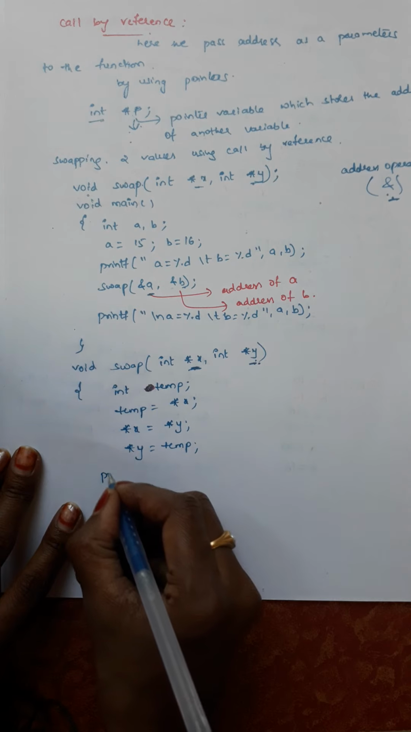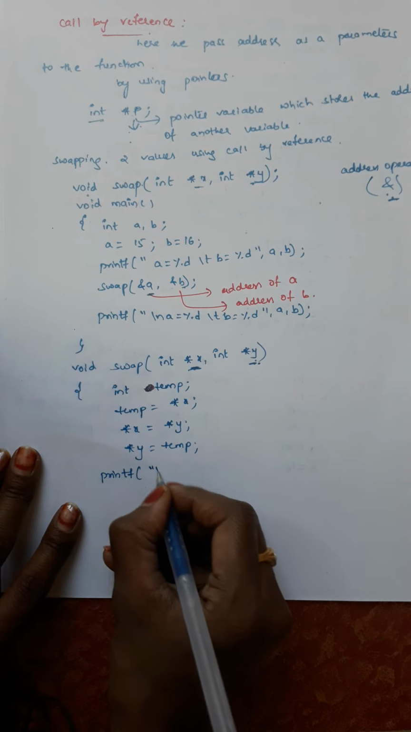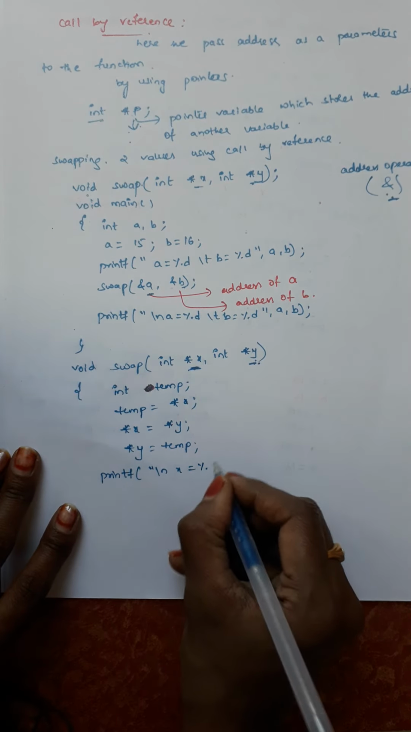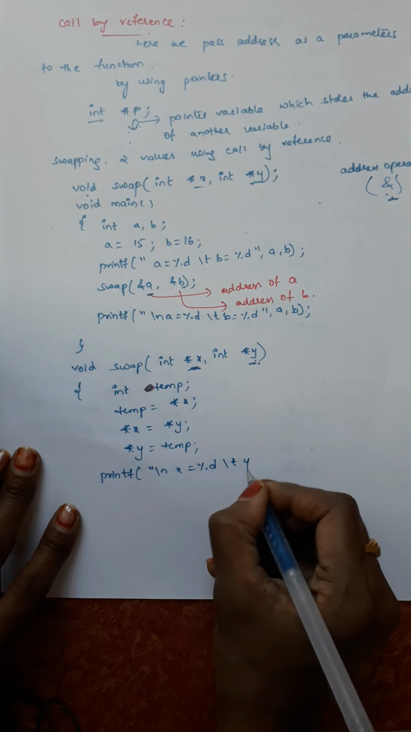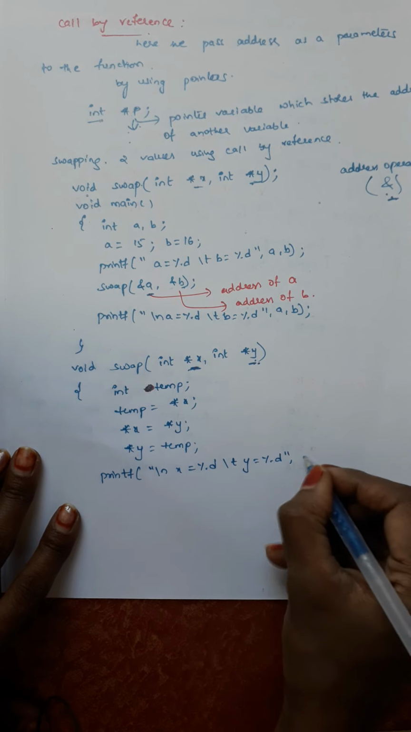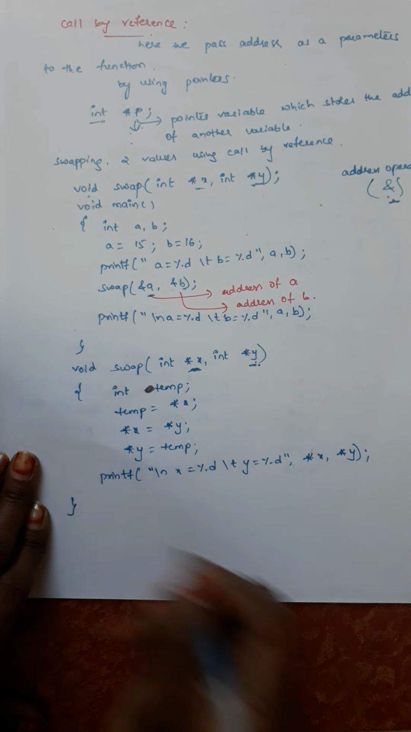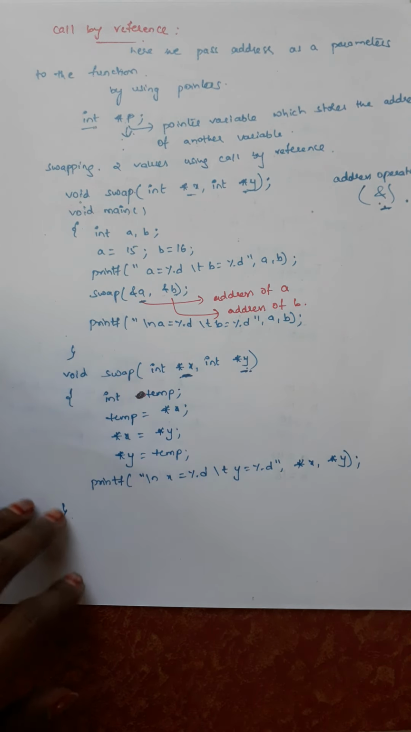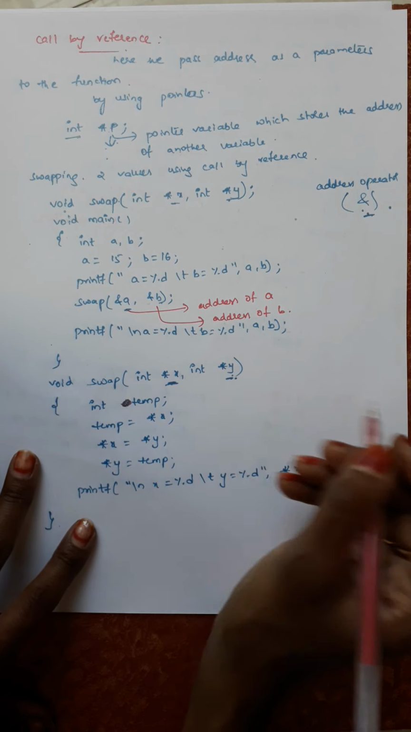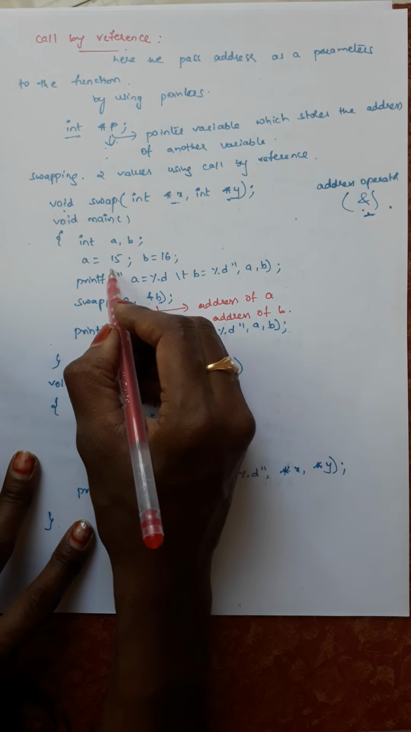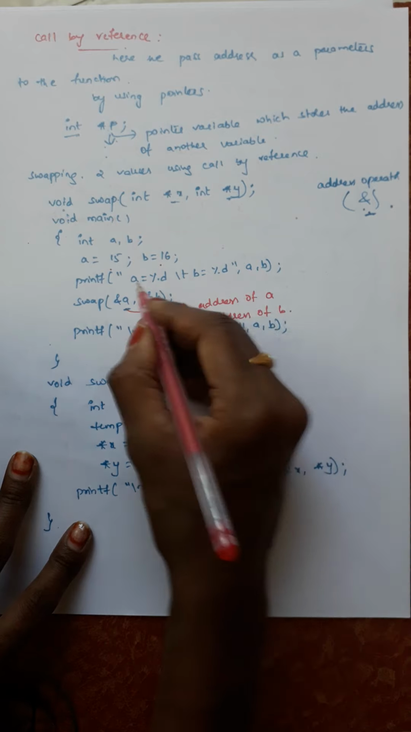Now printing the x value and y value. x value means *x value, y value means *y value. Now this is the function. So what is going on here? We declare two variables, a equals 15 and b equals 16. We are printing the values.